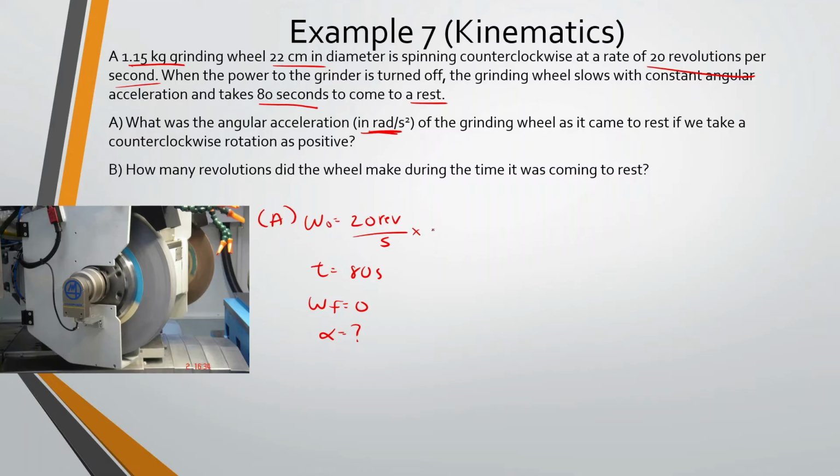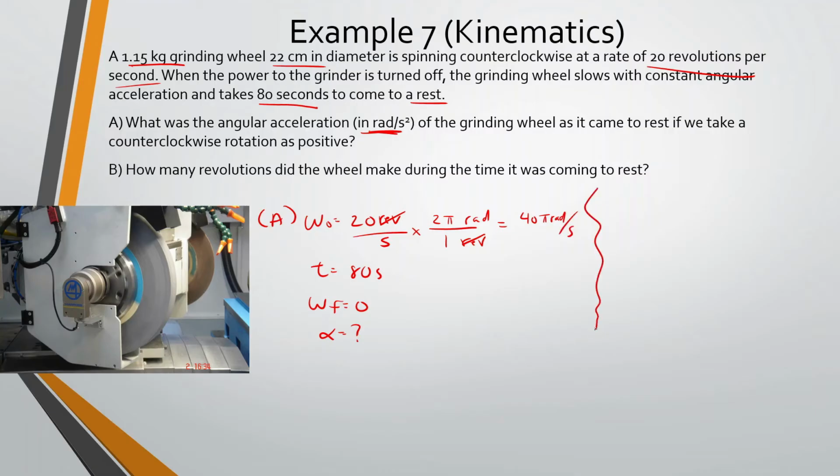So we're going to do a little bit of dimensional analysis here. We should know that 1 revolution is equal to 2 pi radians, because 1 time around is equal to 2 pi radians. So I can cancel those units, and what I get is 40 pi radians per second.